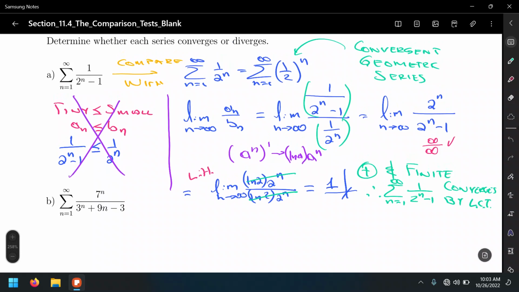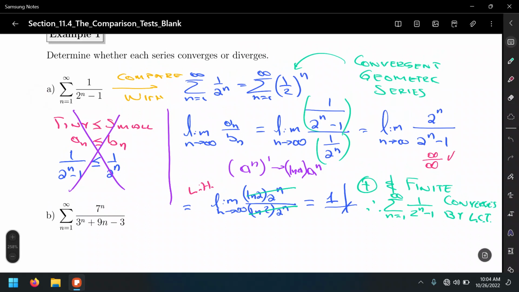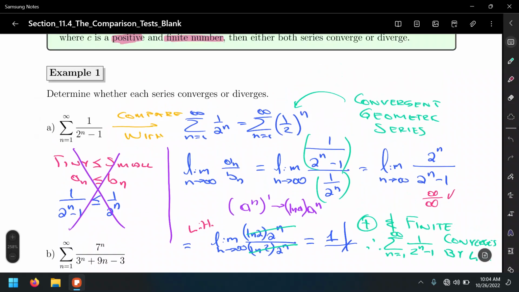Let me briefly summarize what we did last time. Last time we did the direct comparison test, in which we are given a series that doesn't look as simple as a geometric or a p-series, but sort of behaves like those simpler series. So the idea is to use end behavior analysis to come up with a simpler series that behaves the same way, and then use the direct comparison, in the case that we compare with a simpler convergent series.